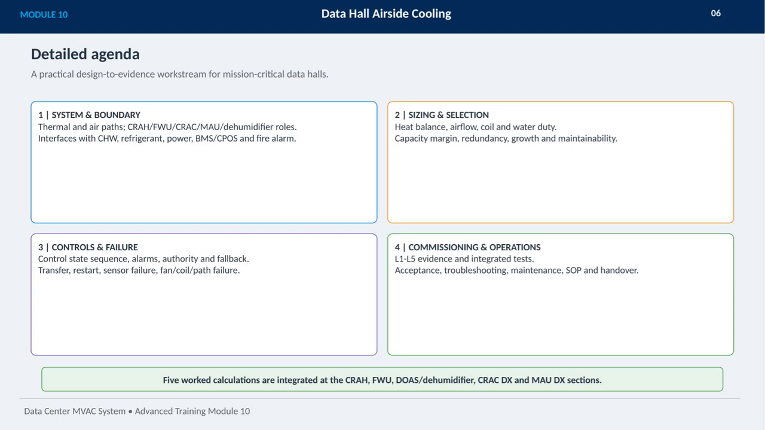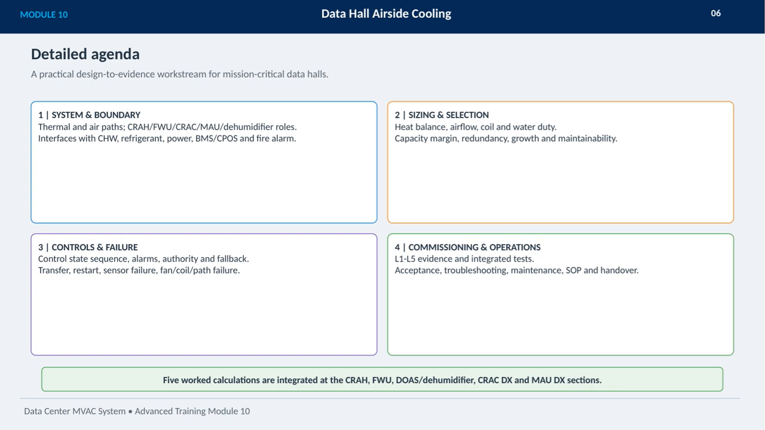This module focuses on data hall airside cooling within mission-critical data centers. We'll cover a practical design-to-evidence approach, starting with the system and boundary conditions, including the thermal and air paths and the roles of key components like CRAH, FWU, CRAC, MAU, and dehumidifiers.